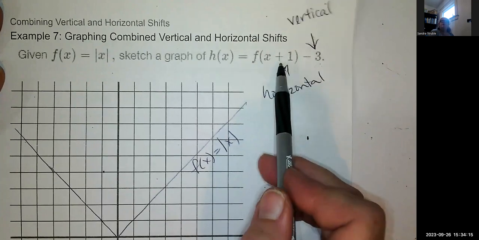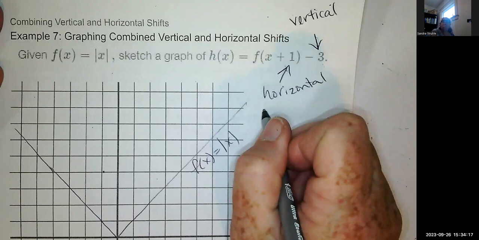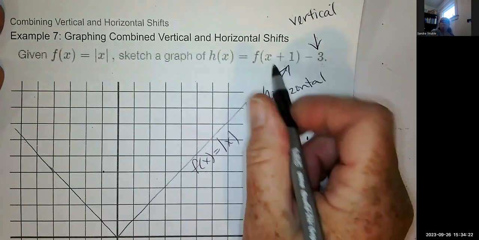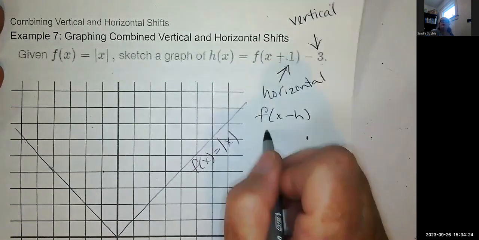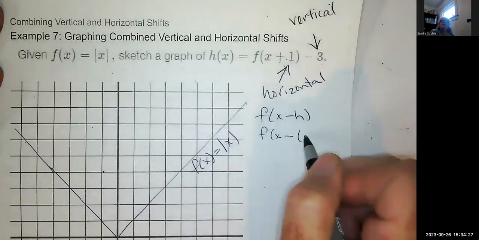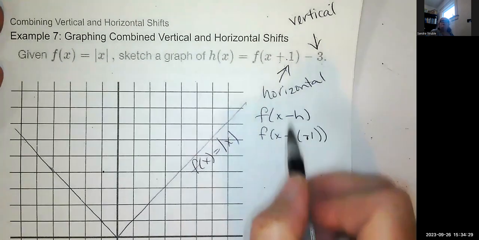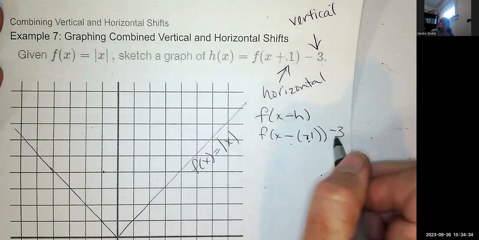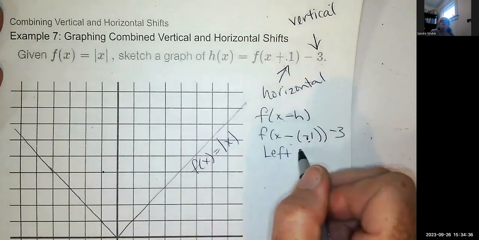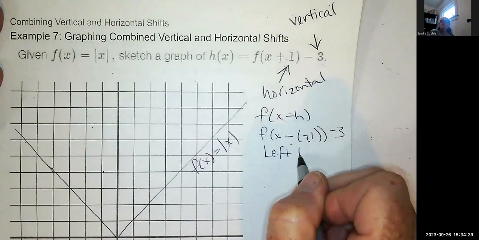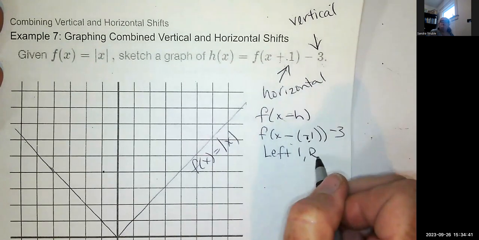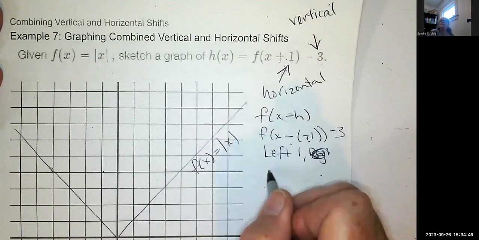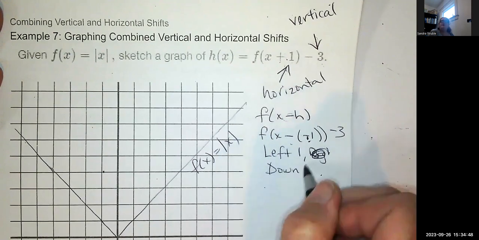So we're going to go to the left one, because if you think of the original, I showed you that it was f of x minus h. Well, to make a minus h, you would have to have f of x minus negative 1 to make this a plus, because this minus has to be here. I'm going to keep the minus 3. So we're going to shift to the left 1, to the negative 1, and, I'm so sorry, down 3.